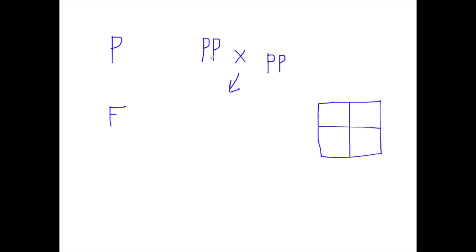Now, when he makes a gamete, that means he's going to give either this uppercase P to his gamete, or he's going to give this uppercase P to his gamete. So the way we write that is the possible gametes he can make is a gamete with an uppercase P or a gamete with an uppercase P. They both happen to be uppercase P, but those are two possible gametes.